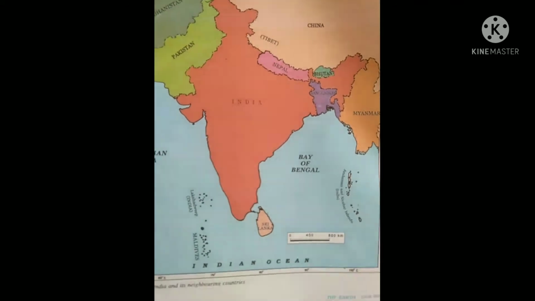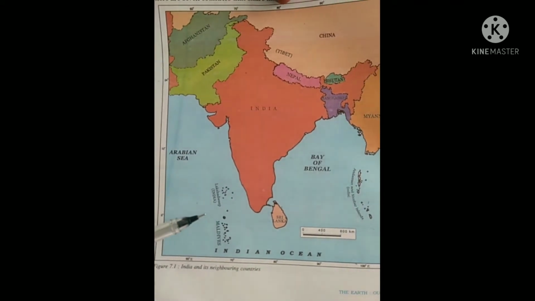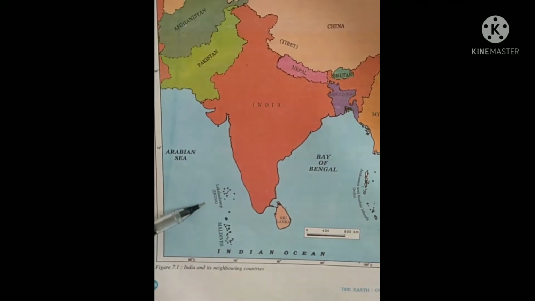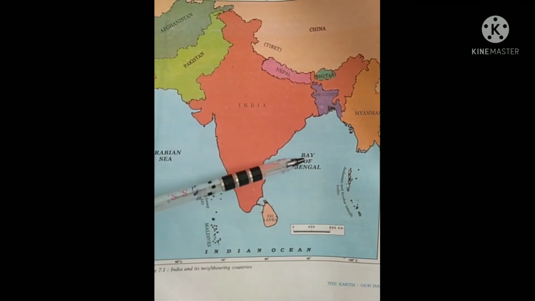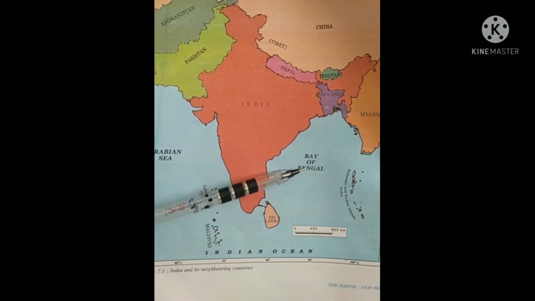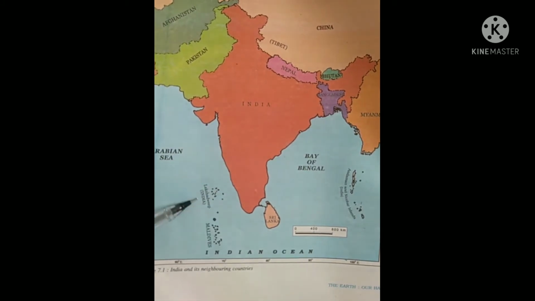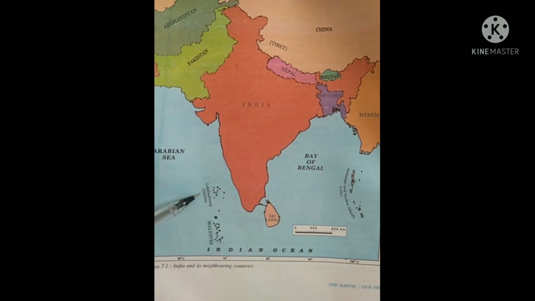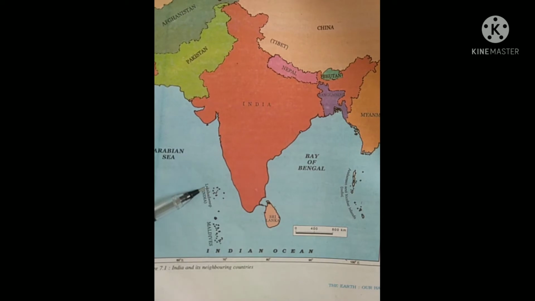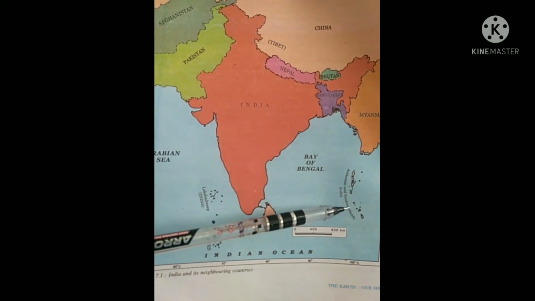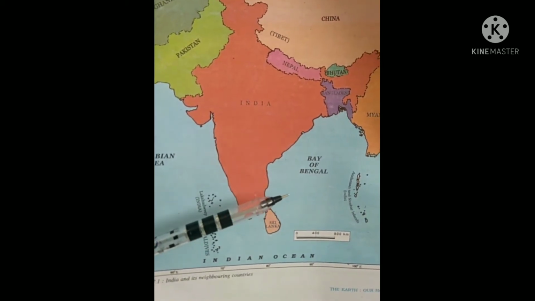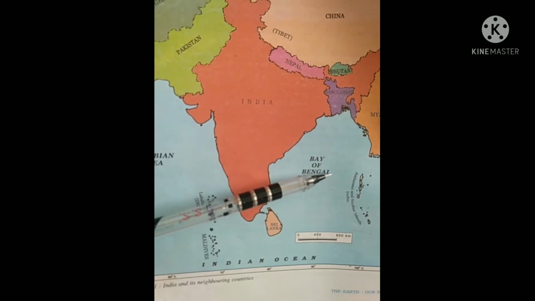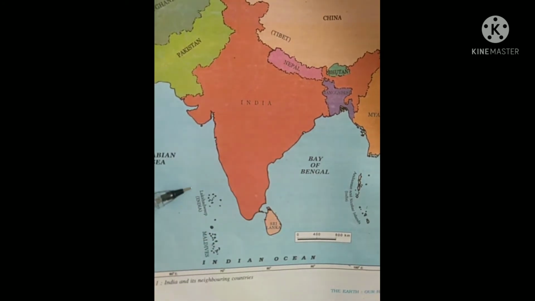You can see one more picture here. You can easily understand what the Andaman and Nicobar Islands are. This is the Bay of Bengal, you can see. And in the Arabian Sea there are the Lakshadweep Islands. This is Lakshadweep Islands and this is Andaman and Nicobar Islands. Like this, there are two groups of islands, Andaman and Nicobar and Lakshadweep. Okay.